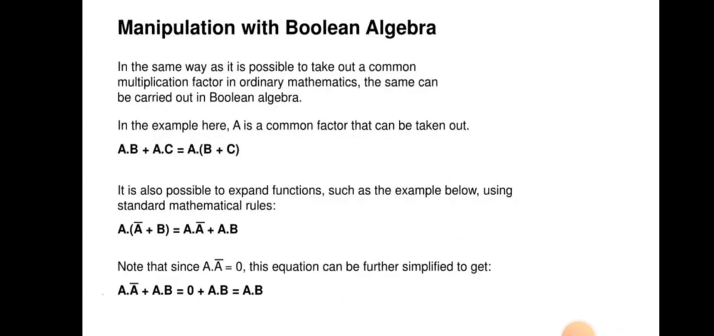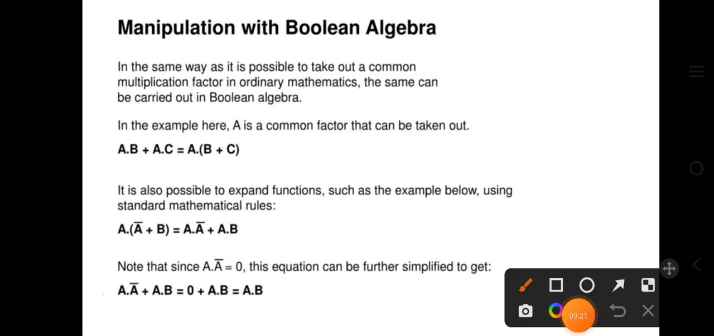Now, the manipulation with Boolean algebra. Now we will see how to manipulate a Boolean equation. In the same way as it is possible to take out a common multiplication factor in ordinary mathematics, the same can be carried out in Boolean algebra. So the similar method that we use in mathematical calculation, the same rule you can apply here. In the example here, A is a common factor that can be taken out.